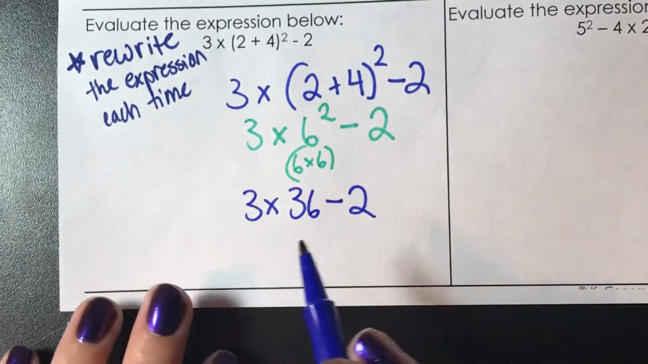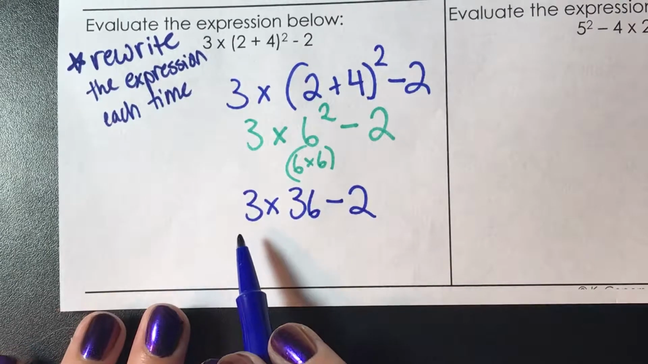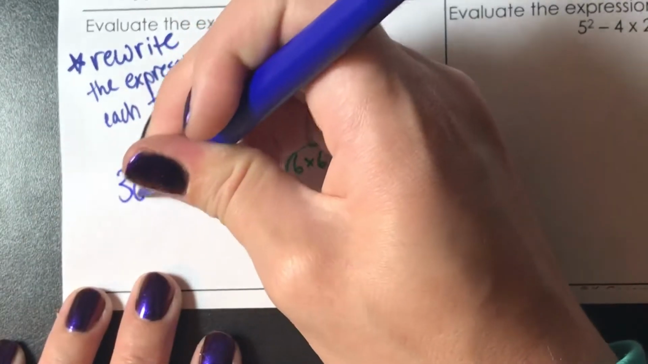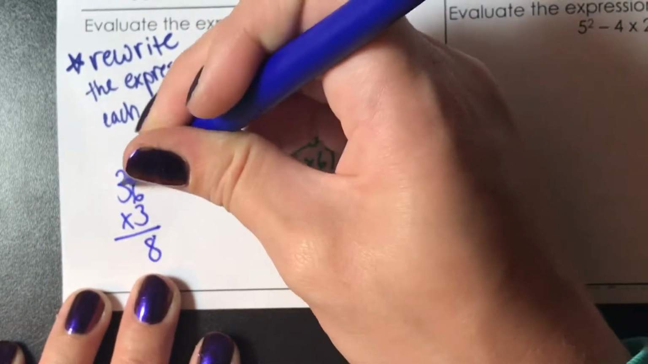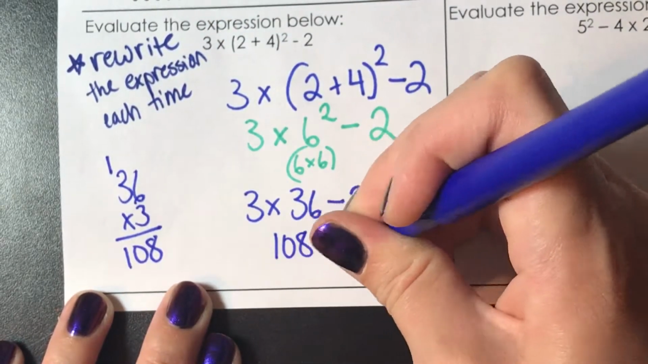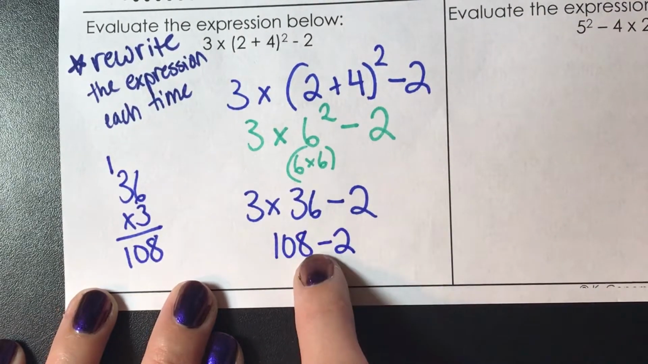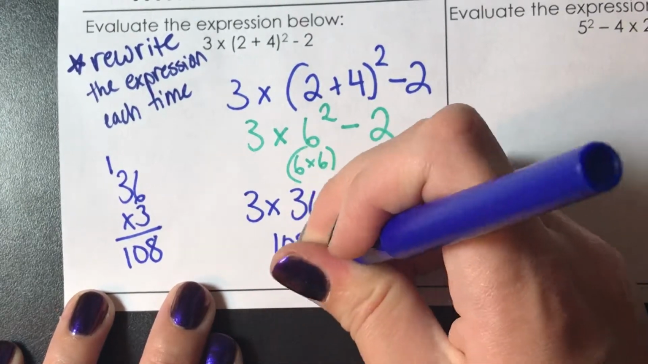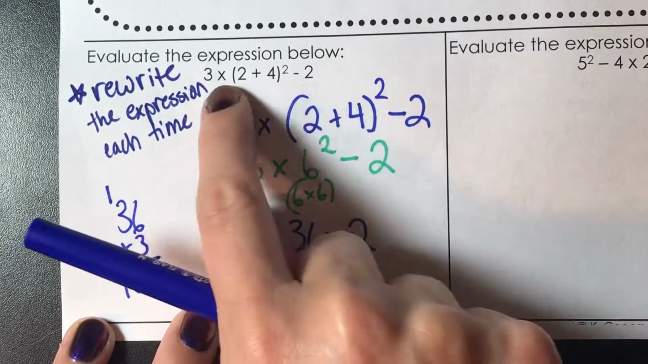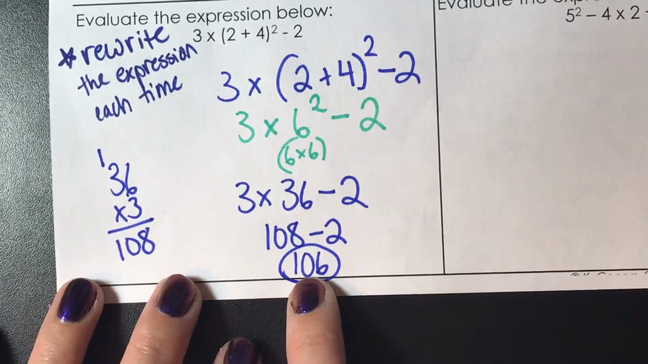Looking at this line only. Are there parentheses? Nope. Are there exponents? Nope. Are there levels of multiplying and dividing? Yes. I only see multiplying, so I'm going to solve this first. So that's 108 minus 2. No parentheses, exponents, multiplying or dividing or addition. So my last step is to just subtract, leaving me with 106. That is my final evaluation. This whole stepped process, this whole line, is equal to the value of 106.